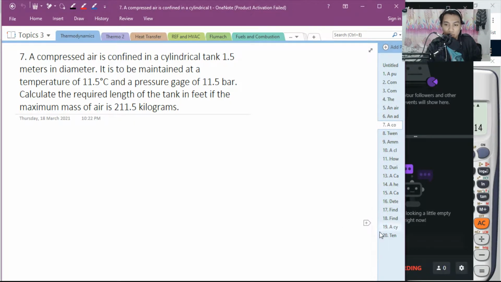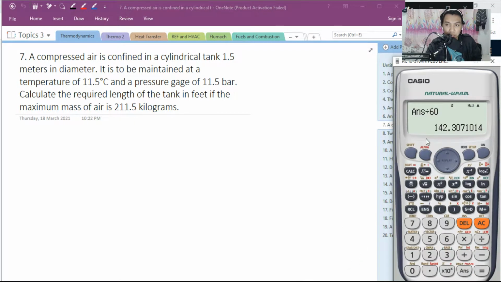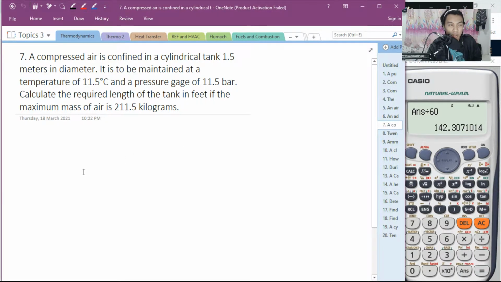For problems 7 to 9. Okay, 7 to 9. So this is problem number 7. Katulad lang ng mga naunang problems, okay? PVMRT relationship, alamin mo lang ulit yung volume ng tank, i-determine mo lang yung hinahanap dyan. So this is the problem.